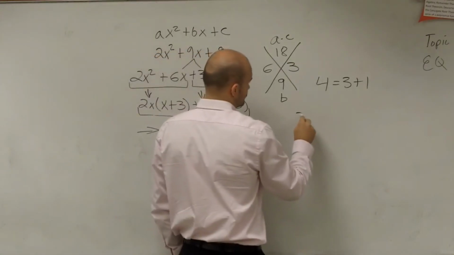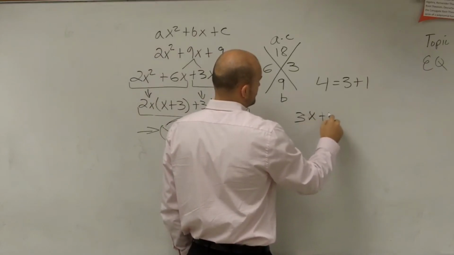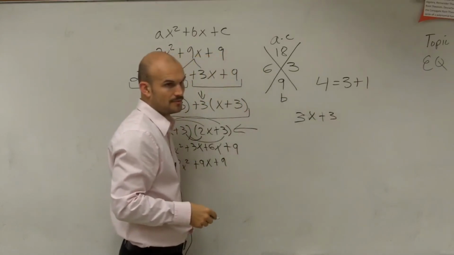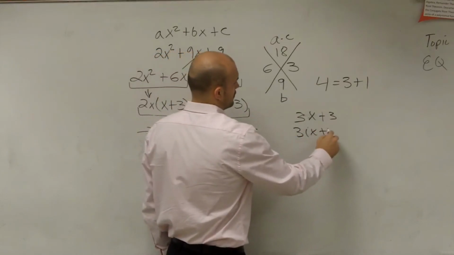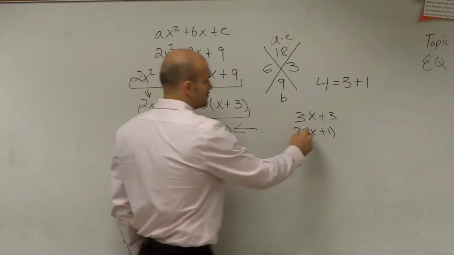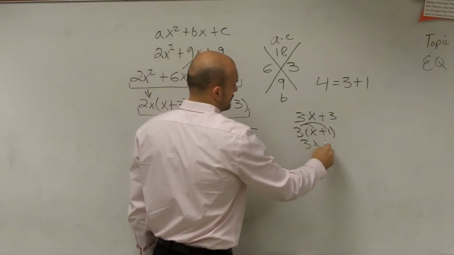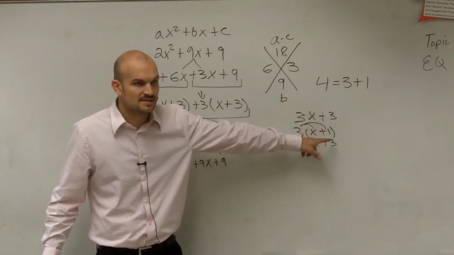Watch. 3x plus 3. What can you factor out? Well, you can factor out a 3. Right? Because now, check your answer. Distributive property. So do you see how when you divide out, you're left with these numbers?